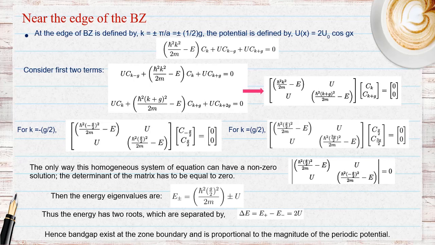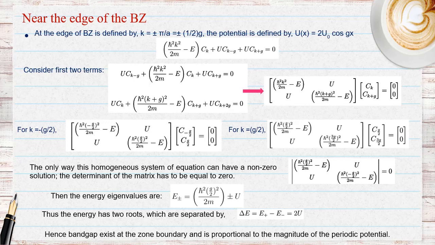So these are the first two terms. We just consider the first two terms, and we can express this in matrix format. That is, (h cross squared k squared by 2m minus E), U, U, (h cross squared (k plus g) all squared by 2m minus E), times the column matrix Ck, C(k plus g), is equal to the column vector 0, 0.